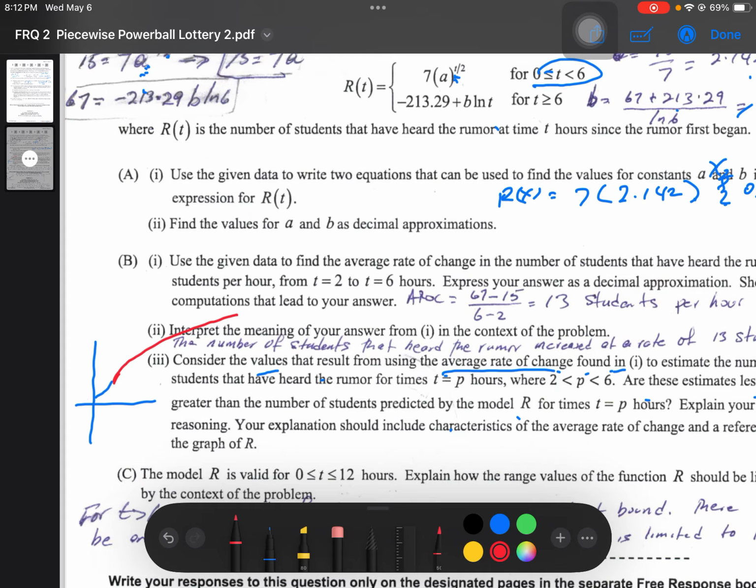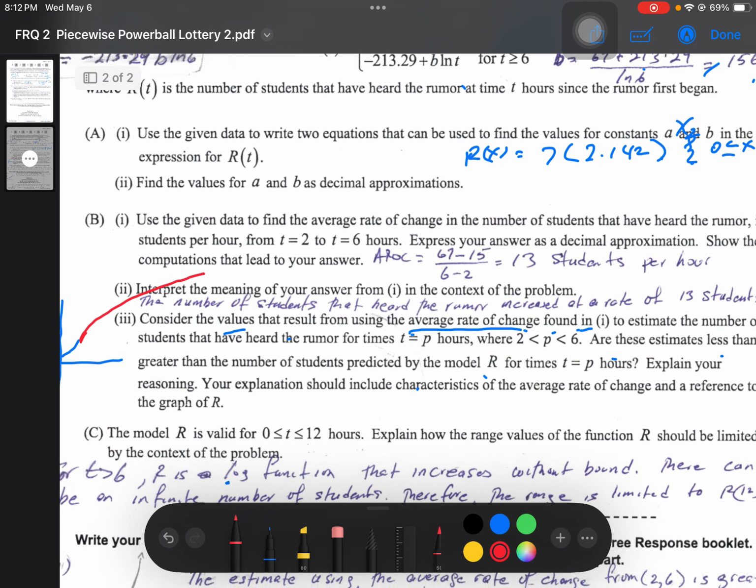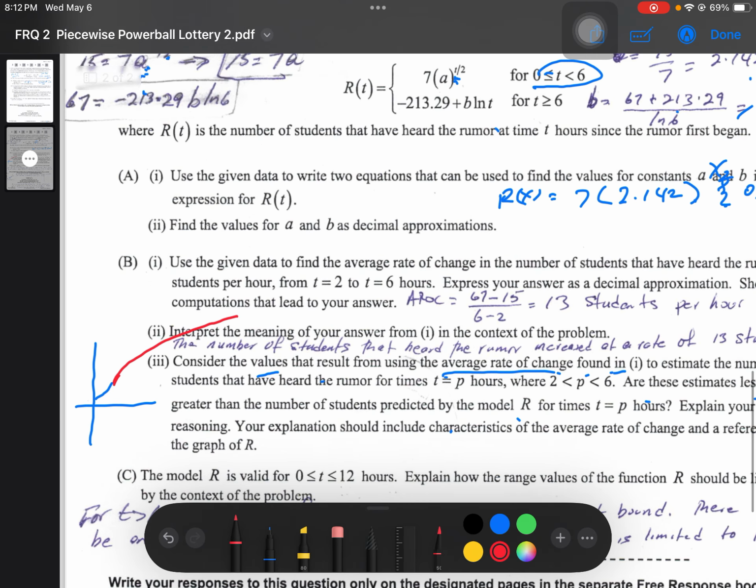So therefore, what is it asking you now? Explain how the range must be limited. Well, if this graph is going towards infinity, that means I'm going to have an infinite number of students, but you can't. As the t-value increases, this graph goes to infinity, so you cannot have an infinite number of students. That's what I'm going to say.